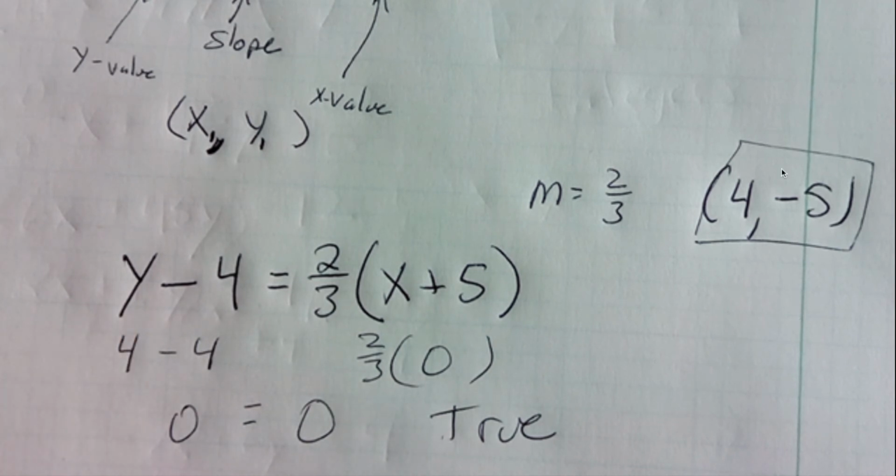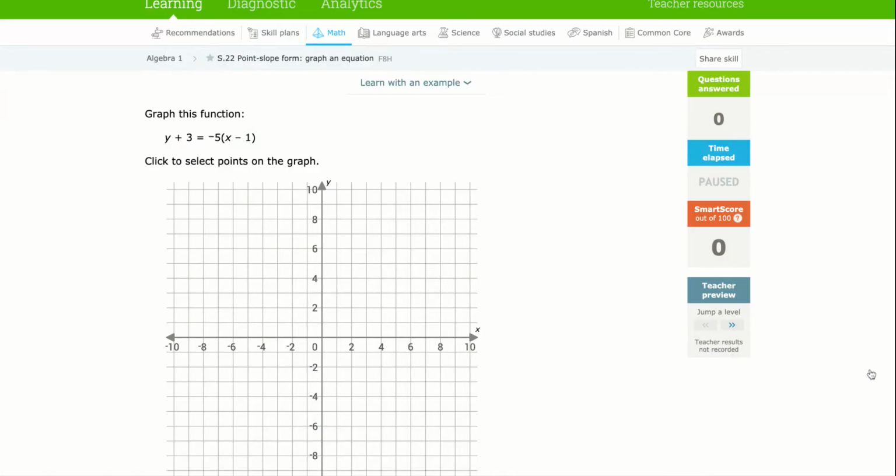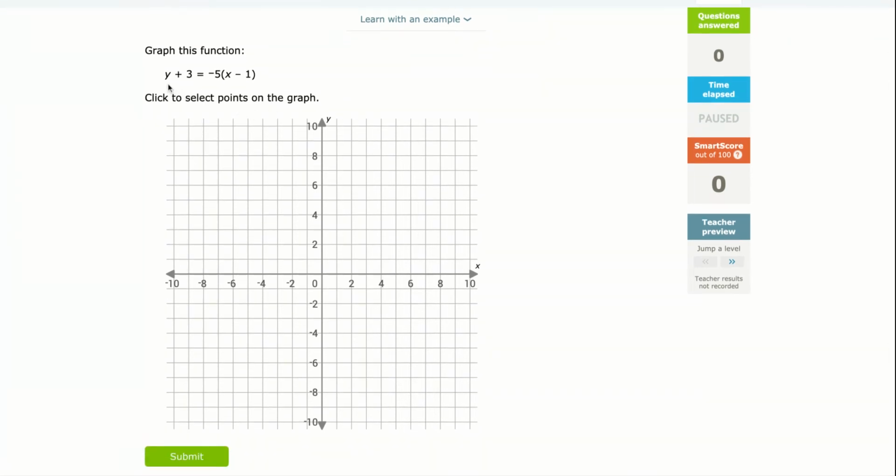So let's quickly look at, if I can get this to switch back. There we go. Here is what you're going to be doing. You're going to be given this equation, and you're going to be asked to graph it. Well, the first thing I want you to do is ask yourself, what value of y when I add 3 is 0? Well, that value would be -3. And what value of x, when I plug it in here with -1, gives me 0? Well, that would be +1.